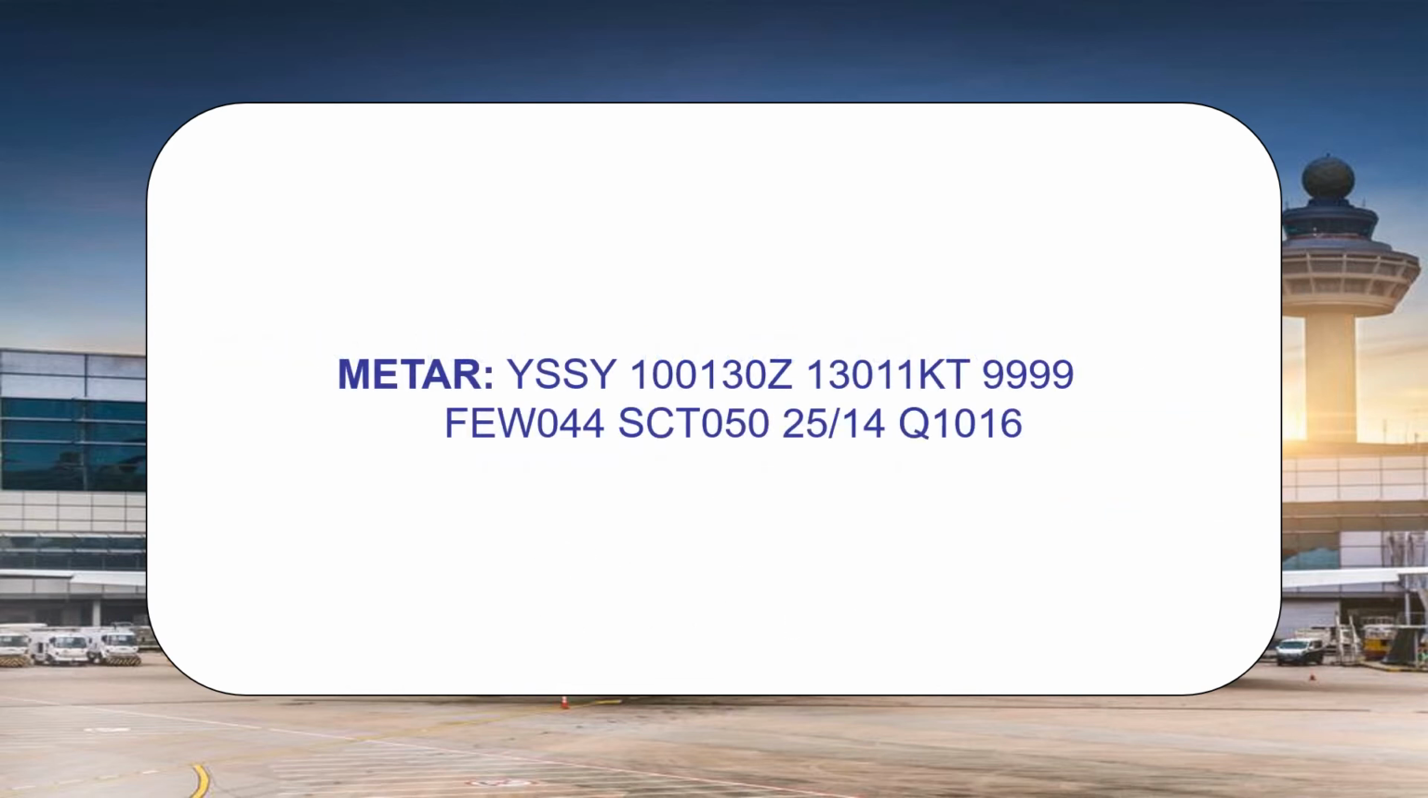Alright, so I know that was a lot to take in, but we know that this METAR was recorded at Sydney Airport on the 10th at 0130 Zulu, which is also known as UTC time. The wind was 130 degrees at 11 knots. Visibility was over 9,000 meters. There were few clouds at 4,400 feet. There were scattered clouds at 5,000 feet. The temperature was 25 degrees Celsius and the dew point was 14 degrees Celsius. And finally, the QNH was 1016.